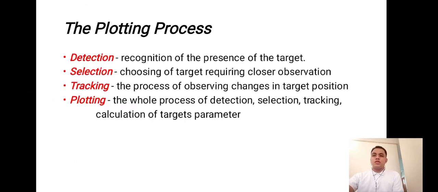So the plotting process. The first in the plotting process is detection. Detection is recognition of the presence of the target. Second is selection, choosing of target requiring closer observation. Third is tracking, the process of observing changes in target position. And lastly, plotting, the whole process of detection, selection, tracking, and calculation of target's parameters.